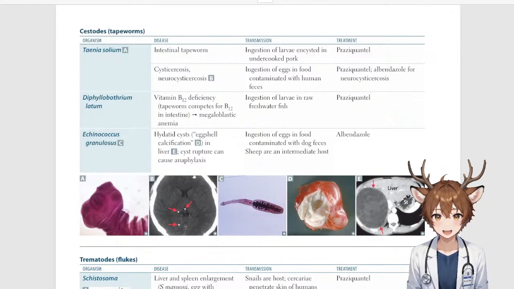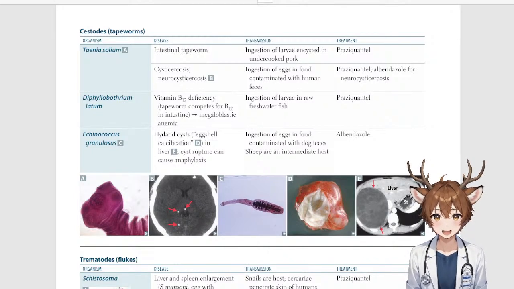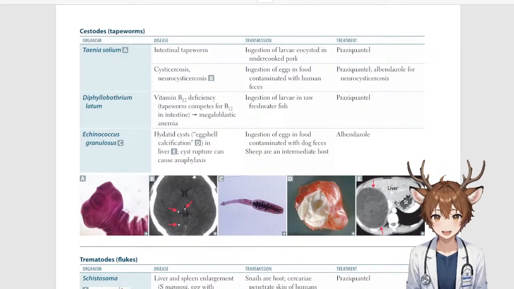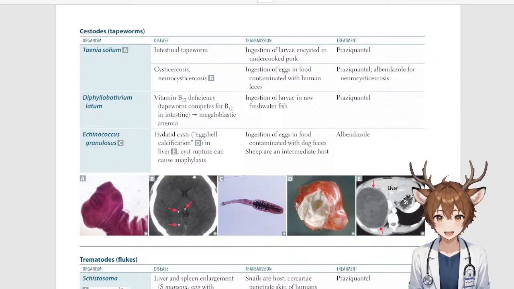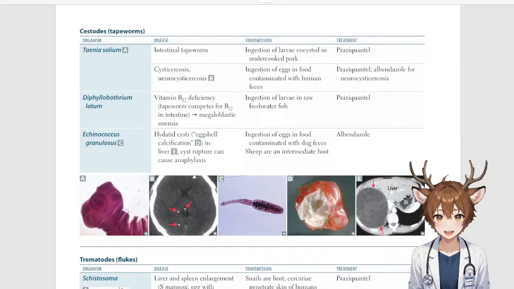What about Diphyllobothrium latum? Causes vitamin B12 deficiency. Tapeworm competes for B12 in the intestine, leading to megaloblastic anemia. I'd imagine it would also cause some issues with the CNS as well, but that's neither here nor there. Transmission, ingestion of larvae in raw freshwater fish. Treatment would be praziquantel and niclosamide.